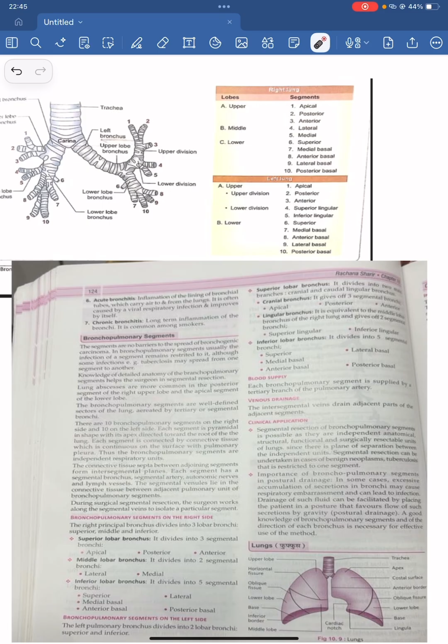Here we can see the bronchopulmonary segments in the image. These segments are no barriers to the spread of bronchogenic carcinoma. With a bronchopulmonary segment, usually the infection of a segment remains restricted to it, although some infections like tuberculosis may spread from one segment to another.